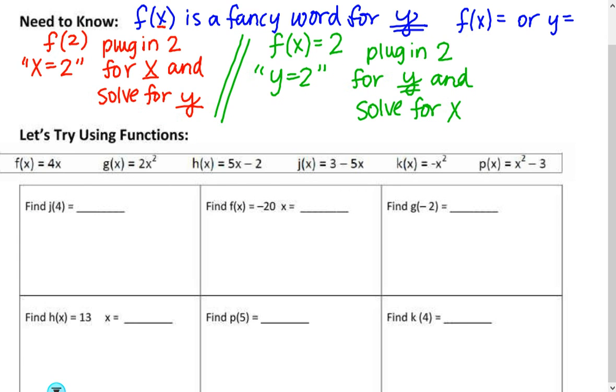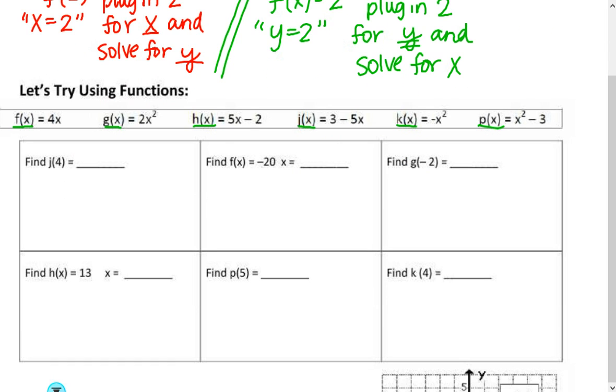So first notice we got a bunch of functions. We have an f function, a g function, h function, j function, k function, and a p function. So we gotta pay attention to that. Here's 3 steps I would go through. My first thing, I would identify what did they give me. Did they give me an x value or did they give me a y value? So j of 4. Well, looking back up here, what we just wrote down is that this is giving me an x value. So this says x equals 4. That's the first thing I would write.